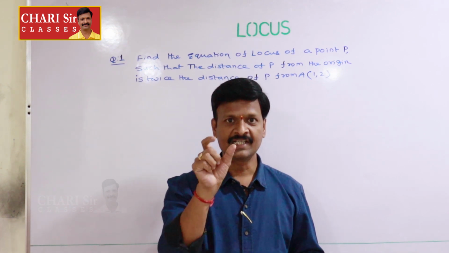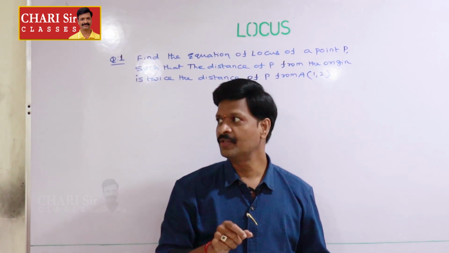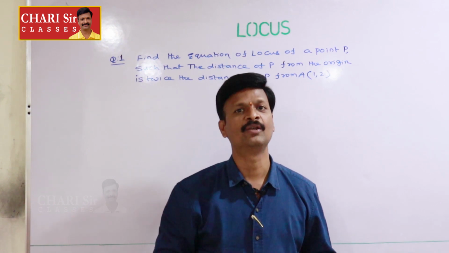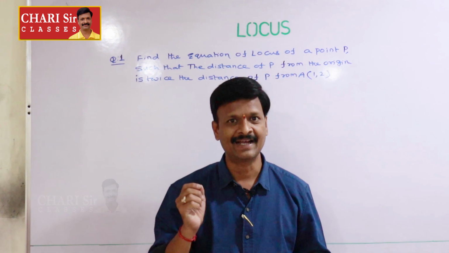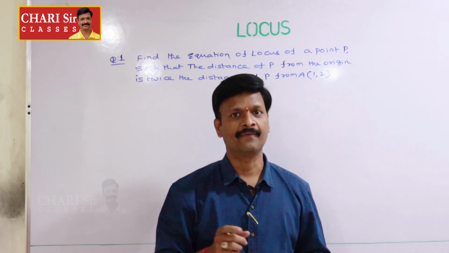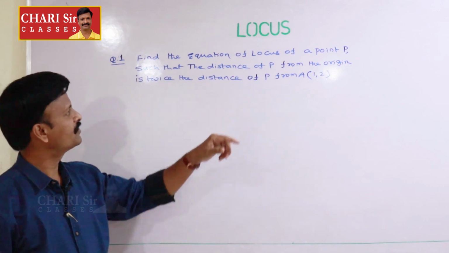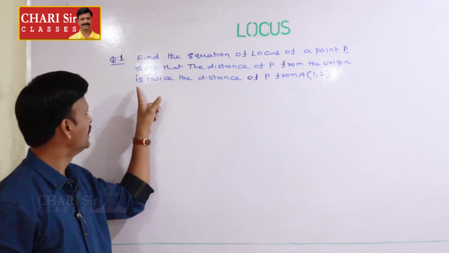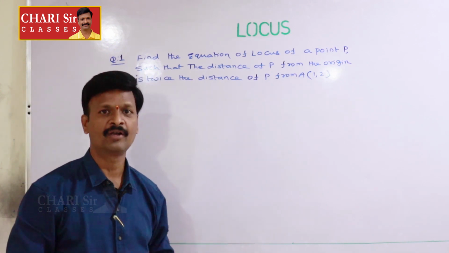Till question 10 there will be VSAQs, and from the 11th question onwards the SAQs start. The first SAQ is the locus question. Locus is the set of points which satisfy the given condition or conditions. From this locus, a question will be given like this: find the equation of the locus of a point P such that the distance of P from the origin is twice the distance of P from A (1, 2).